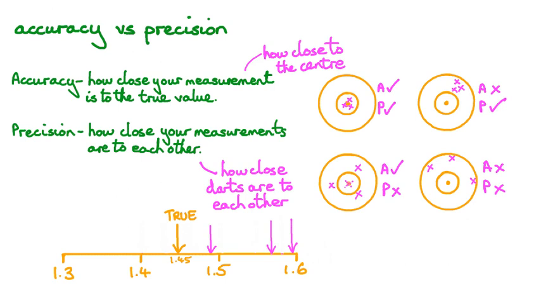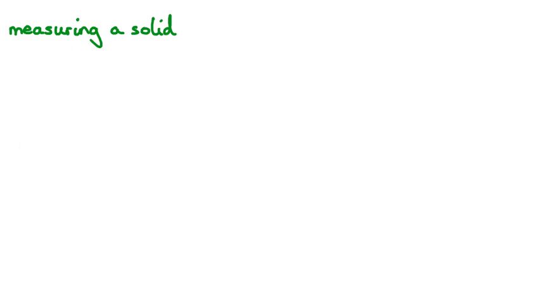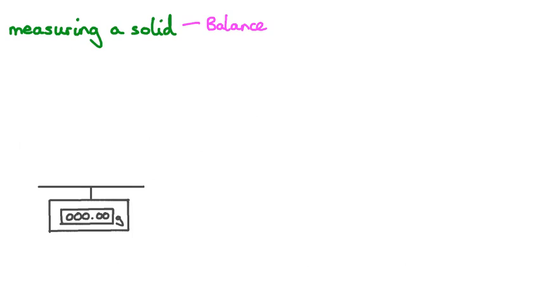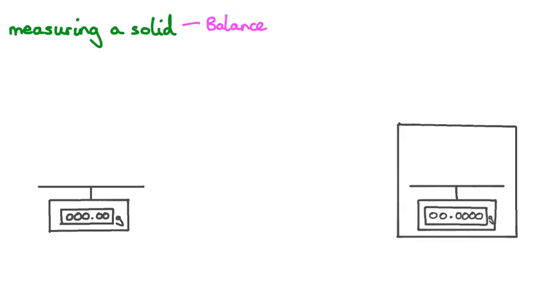Now that we understand the difference between accuracy and precision, let's start looking at some scientific apparatus. First, let's look at different ways we can measure a solid. Of course, the best way to measure out a solid is by using a balance. In fact, there are actually different types of balances depending on what you're weighing out.